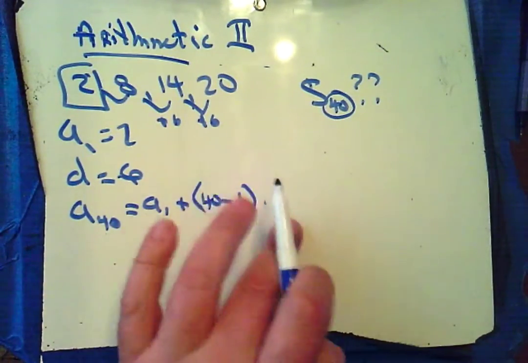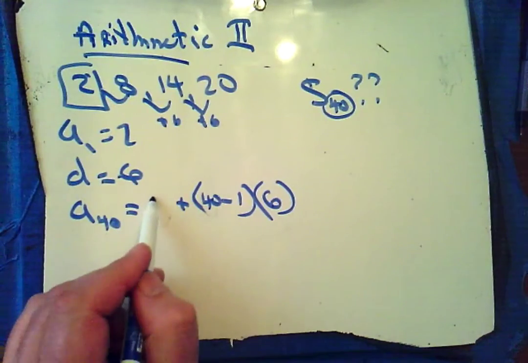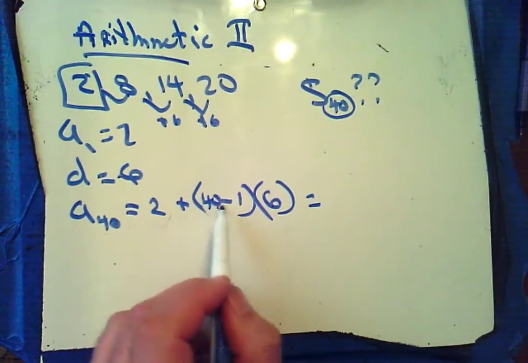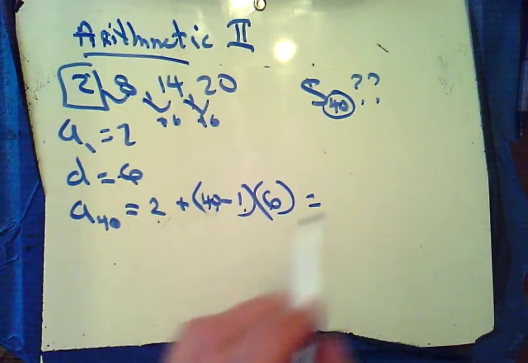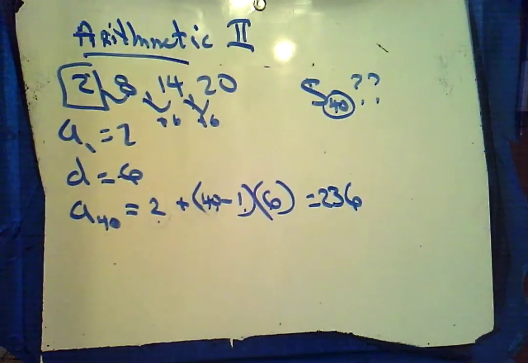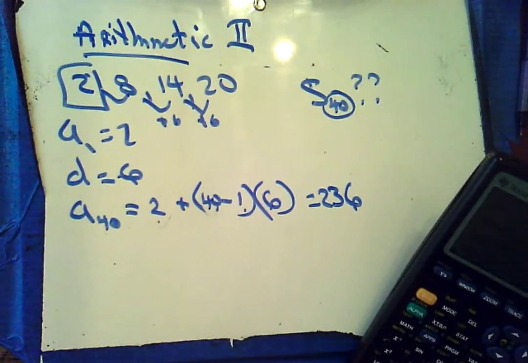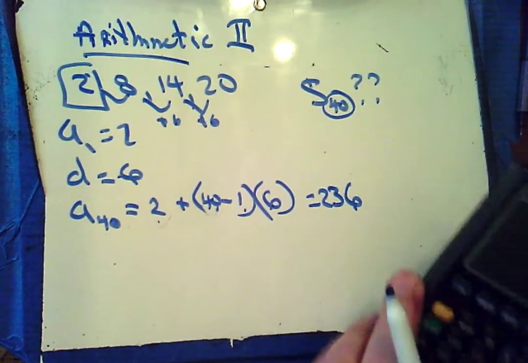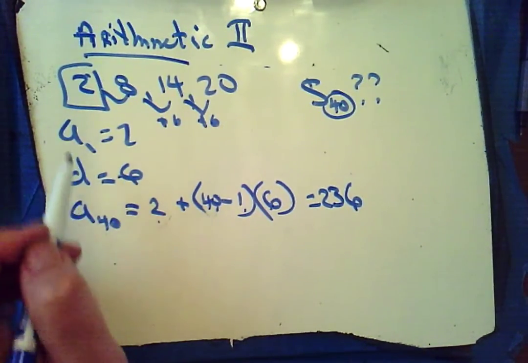Well, we know our d value is 6, and we know a sub 1 is 2. So 240 minus 6 is 234 plus 2, 236. I'm just going to check that because I'd hate to get this wrong. 39 times 6, because I was rushing too much, plus 2, 236. Good. So now we have our a sub 40, our d, and our a sub 1.